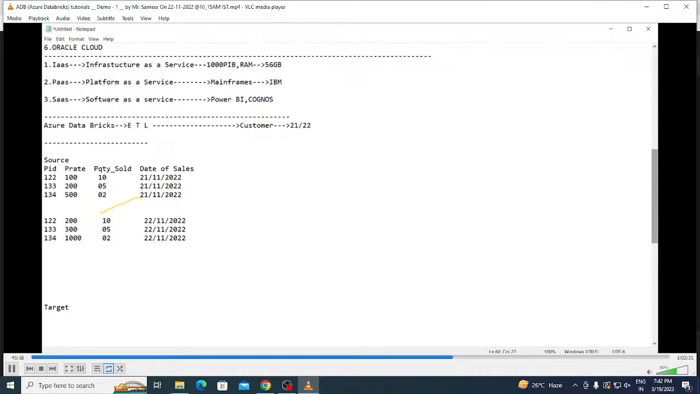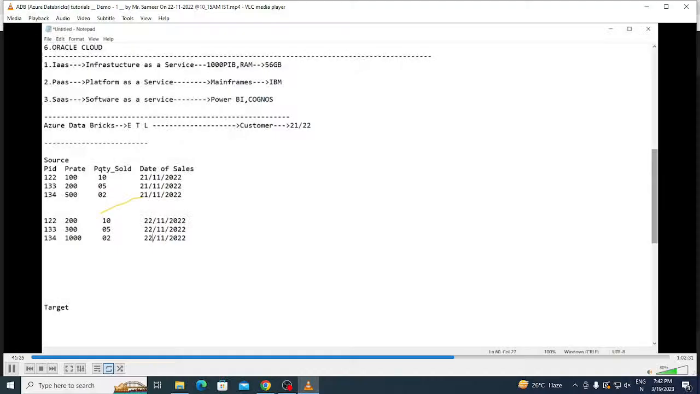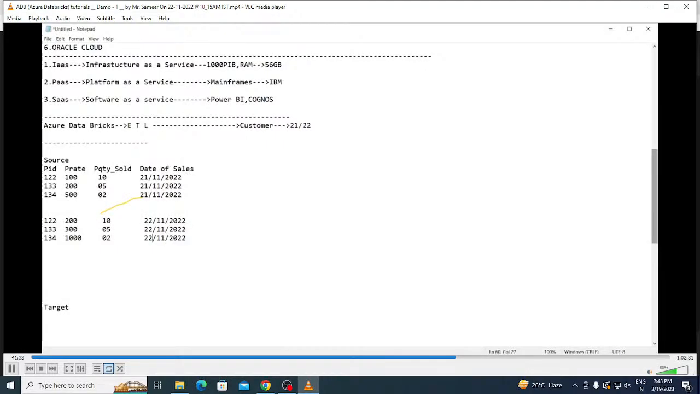Now, as you have these two days of data, tell me, is the two days' data here or not, guys? Is there any difference in the sales from the 21st to the 22nd? Can you tell me, guys?